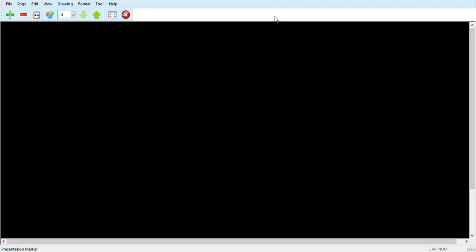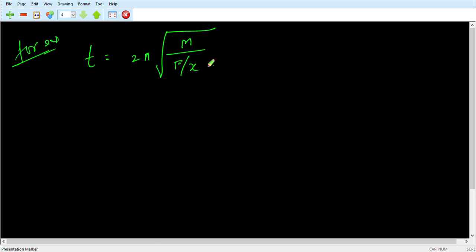Okay. So for example, if we have an expression T is equal to 2 pi under root m upon f upon x. Here m is mass, f is force, x is distance. So let's check whether this expression is dimensionally correct or not. We are not going to consider constants in dimension.